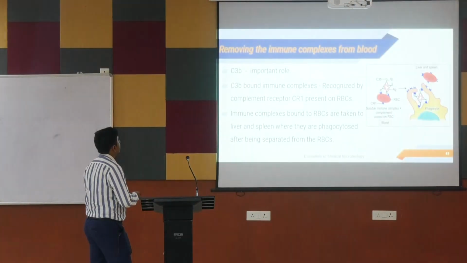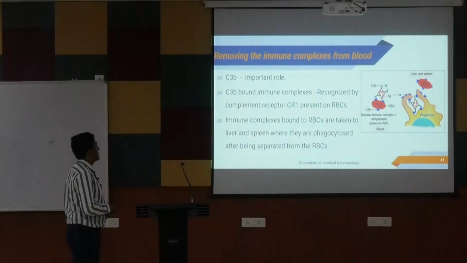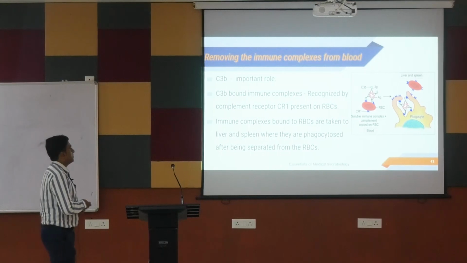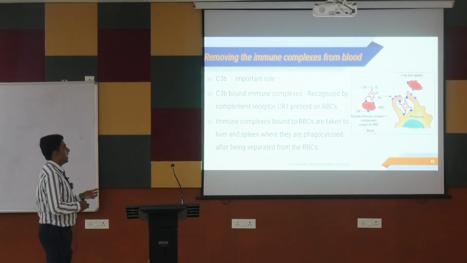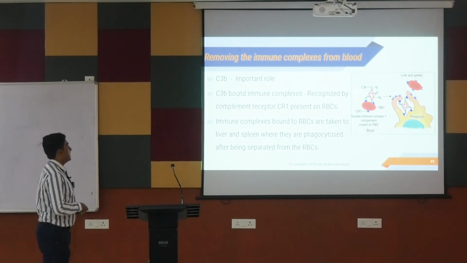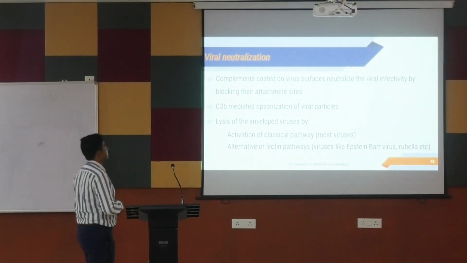Removing the immune complexes from blood, C3b has the most important role. C3b bound immune complexes are recognized by the complement receptors present on the RBCs. Immune complexes bound to the RBCs are taken to the liver and spleen where they are phagocytosed and separated from the RBCs. How does virus neutralization happen?